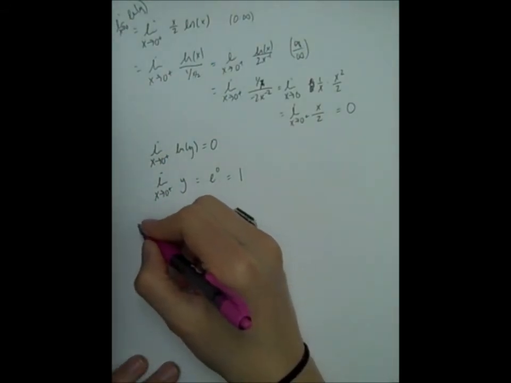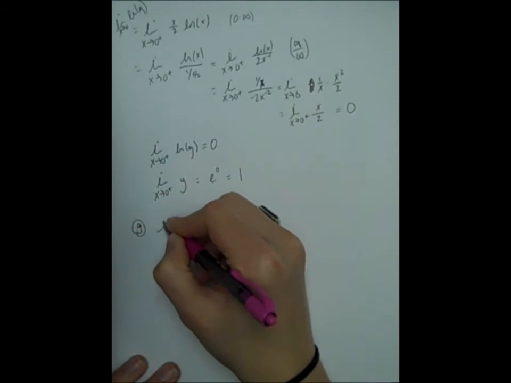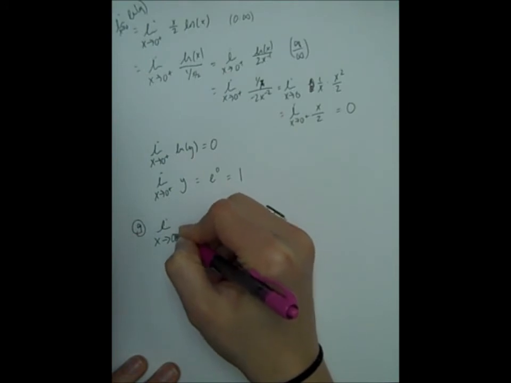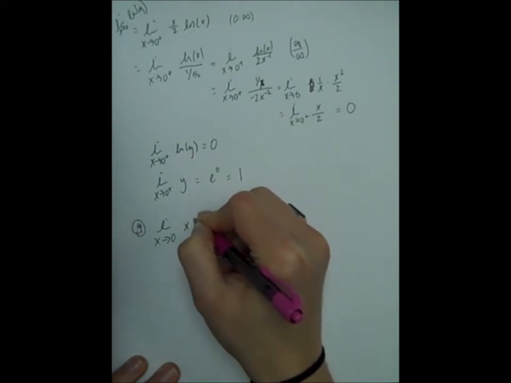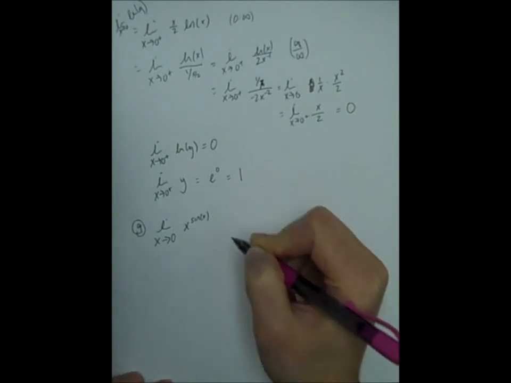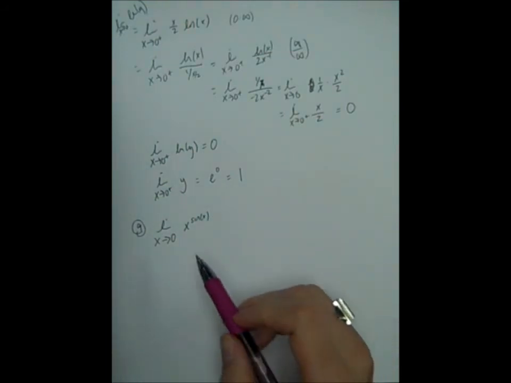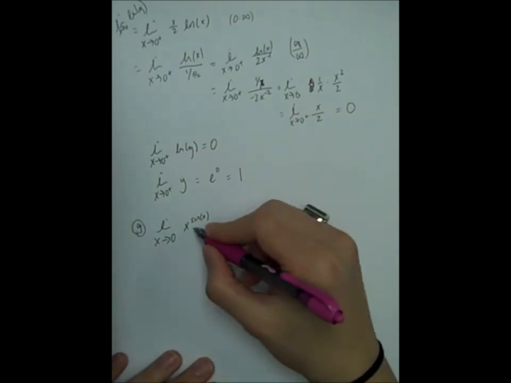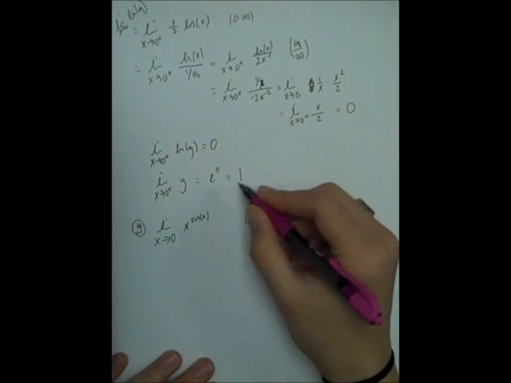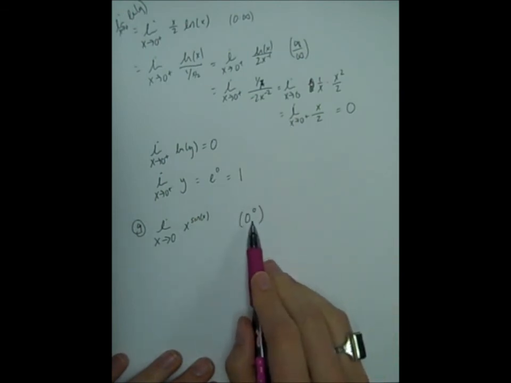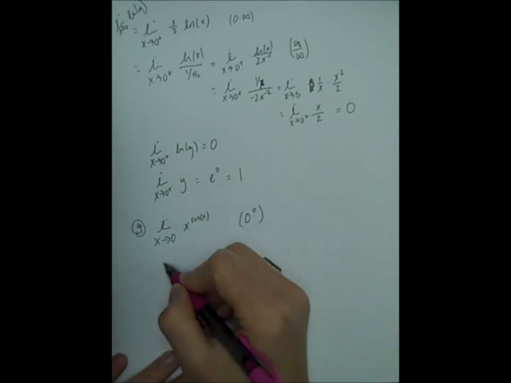Let's do one more of those. So the limit as x approaches 0 of x to the sine x. So what's the form of this limit? Well, as x approaches 0, I'm going to get 0. As x approaches 0 of sine x, that's also 0. So this is of the indeterminate form, 0 to the 0.